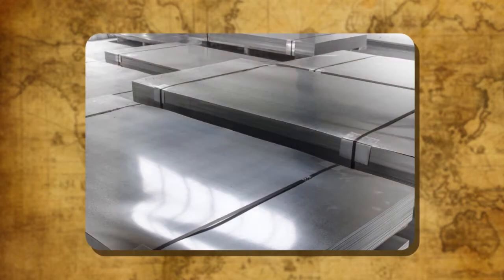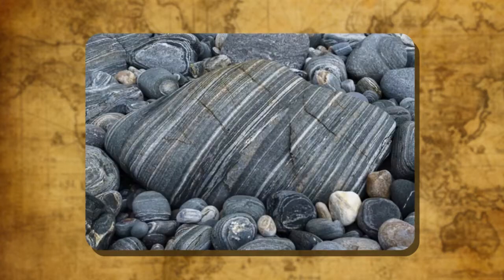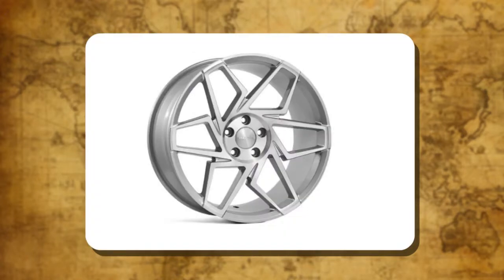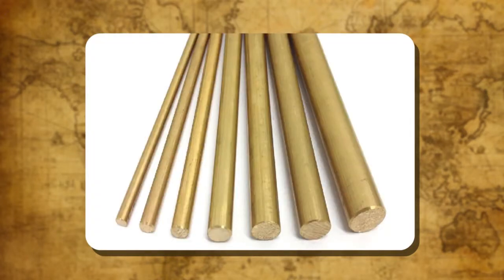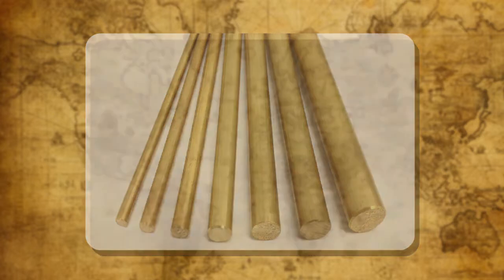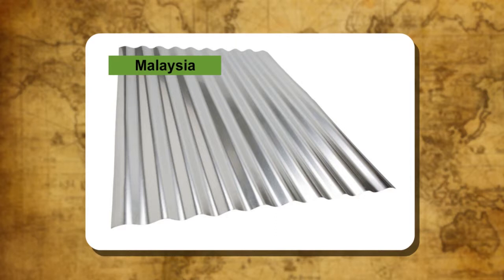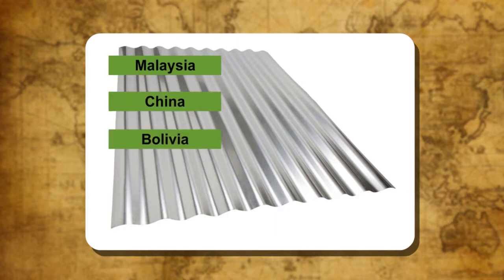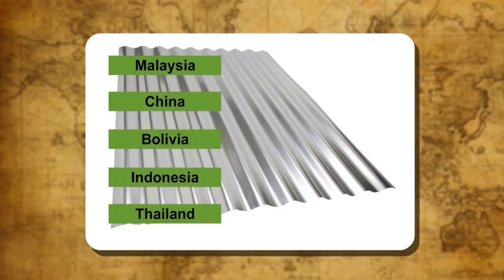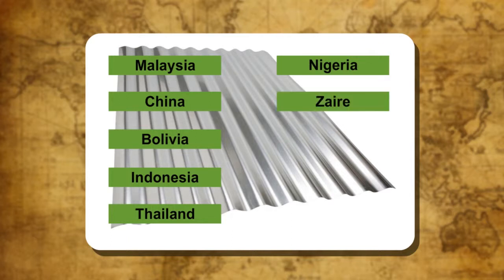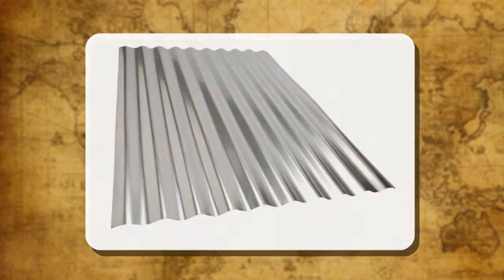Tin. It is an important element used in plating thin sheet of steel. Tin is mainly found in metamorphic rocks. It is also useful in manufacturing alloys like bronze, galvanization, and soldering. Producing countries. Tin is mainly produced in Malaysia, China, Bolivia, Indonesia, Thailand, Nigeria, and Zaire. Among them, Malaysia is the largest producer of tin.